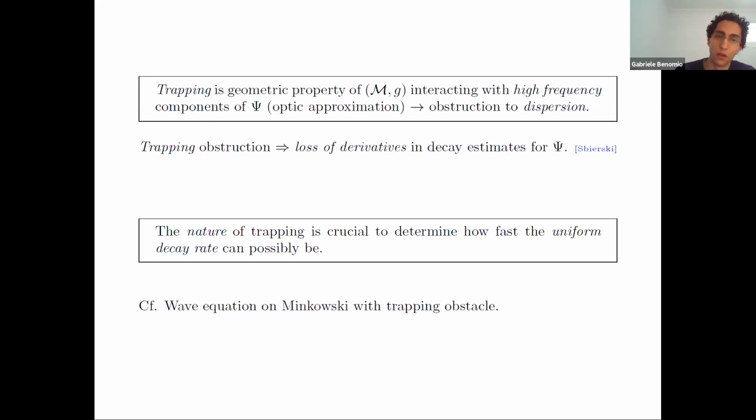On the other end, the nature of trapping is crucial to determine how fast the uniform decay rate can possibly be. Meaning that as trapping becomes more and more stable, one expects to be able to prove slower and slower decay. And for this aspect, one can maybe see an analogy with the problem of studying the wave equation on Minkowski space in the presence of a trapping obstacle. When the trapping geometry of the obstacle becomes worse and worse, one expects to be able to establish slower and slower decay on Minkowski.